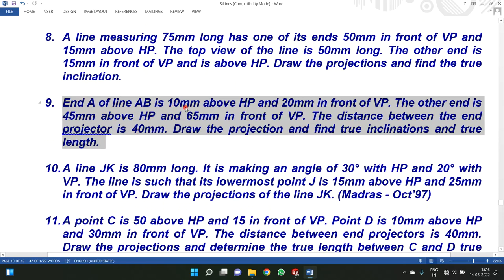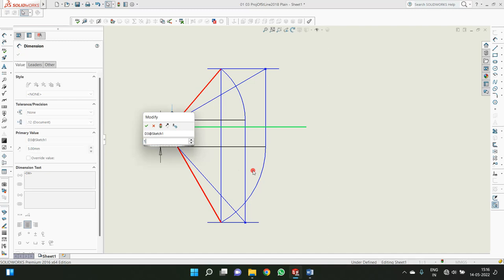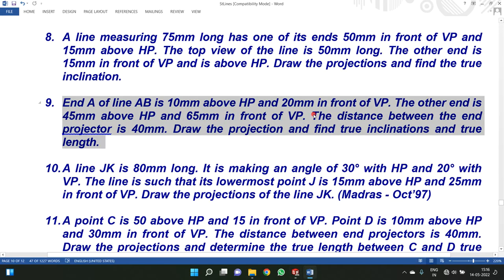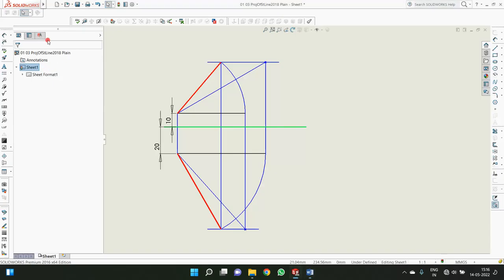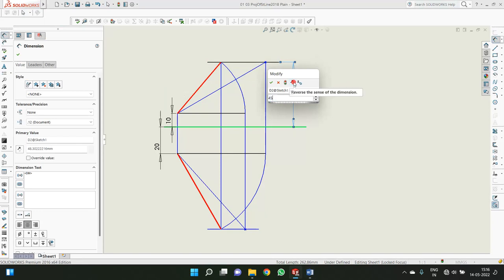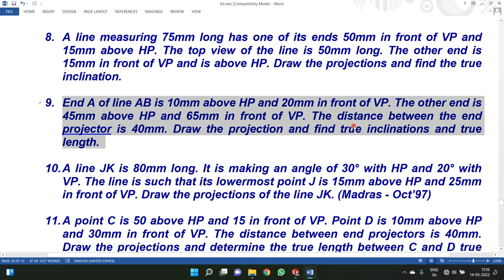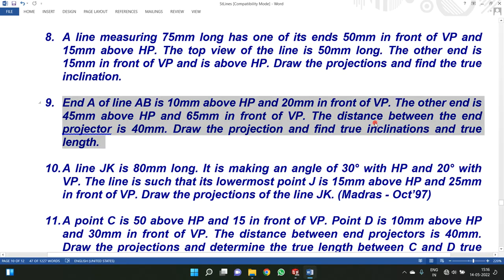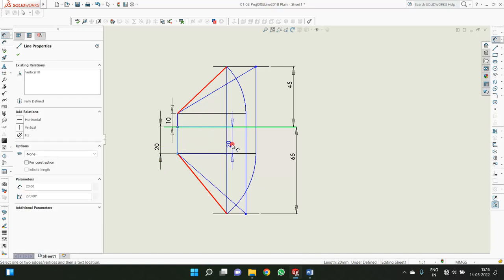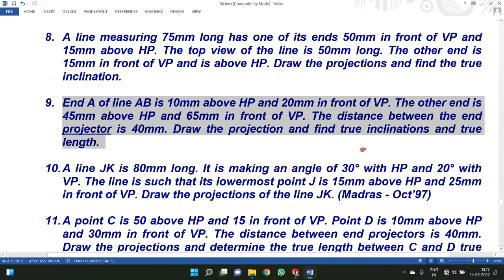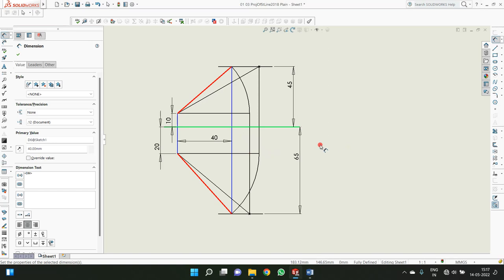So one end is 10 above, 20 in front. The other end is 45 above, 65 in front. The distance between end projectors is 40. So this is one end projector, this is another end projector. The distance between these two is 40 mm. Now this is the problem, and this is the solution for that problem.